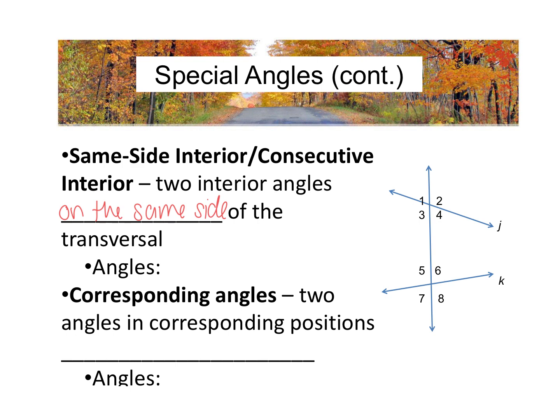So naming this, again, we're looking at interior. Can someone tell me a pair, raising our hands, of consecutive interior angles? James? 3 and 4. 3 and 4, good. And then who could tell me another pair? Yes. 5 and 6.